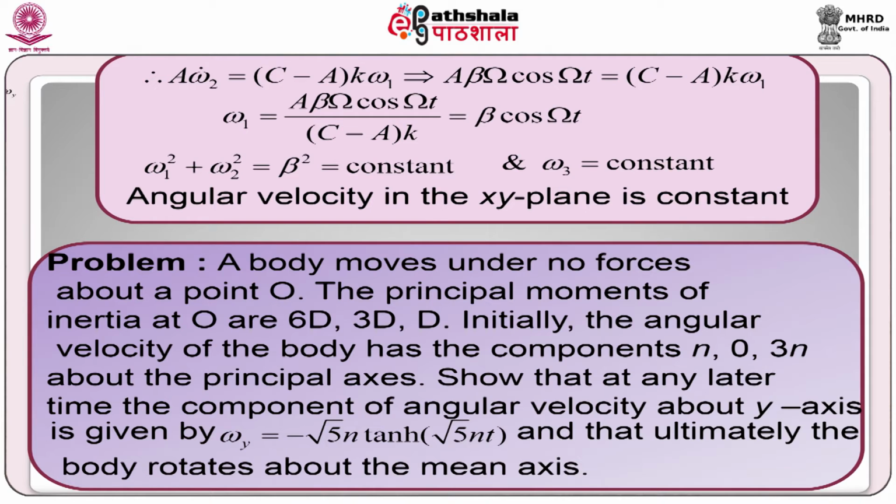Therefore, small omega 1 square plus small omega 2 square equal to beta square, which is a constant for all time t. We have already proved that omega 3 equal to constant. Therefore, the angular velocity in the xy plane is constant. Omega 3 is the angular velocity about z axis, that is in xy plane angular velocity is constant.